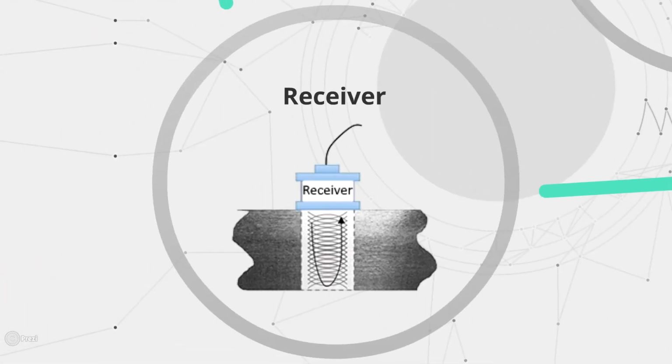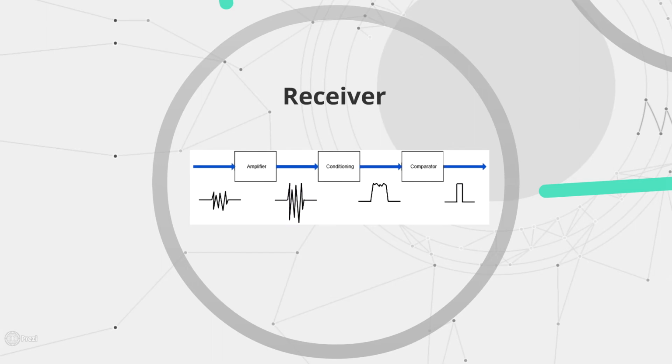Once the signal returns, it enters the receiver. The receiver's purpose is to first amplify the signal, then condition the signal, converting it into a fast rising and falling edge TTL analog pulse. Finally, the signal is fed through a comparator to achieve a digital waveform. This waveform is used to trigger the stop signal of the clock on the measuring device.